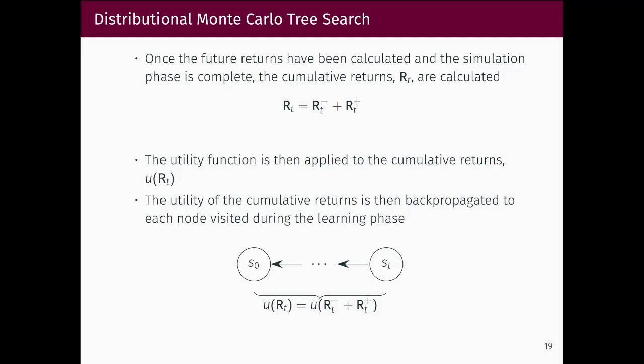So the utility function of the cumulative returns is then back propagated to each node visited during the learning phase, and we can back propagate that from ST all the way to S0. And it's important to note that we update the distribution during the back propagation phase. So at each node, we update the distribution as we back propagate. We're just giving you an overview here of the process of the algorithm when it calculates the accrued and future returns and how it actually computes the utility. But the reason we apply the utility function here is to ensure that we satisfy the ESR criterion.